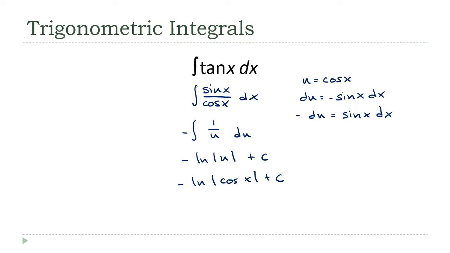Although sometimes it's convenient to bring that negative exponent in and make this the log of the absolute value of cosine of x to the negative first, which is 1 over the cosine of x. 1 over the cosine of x is the secant of x. So this is also equal to the natural log of the absolute value of the secant of x plus a constant.